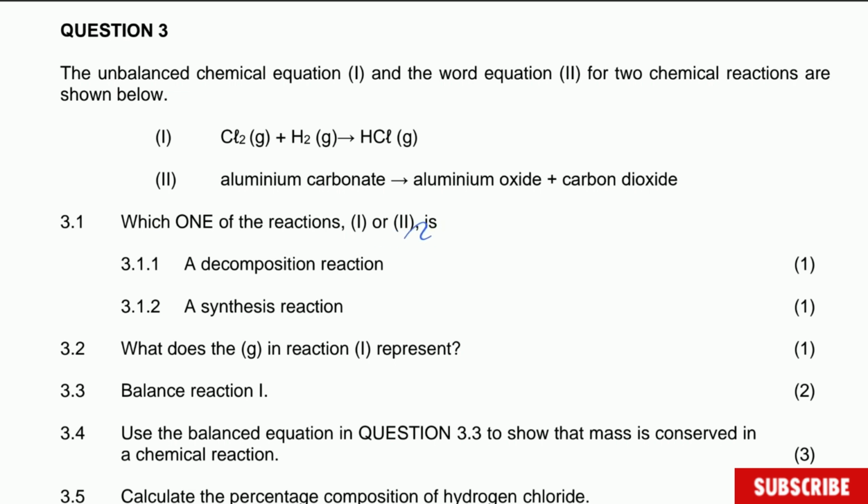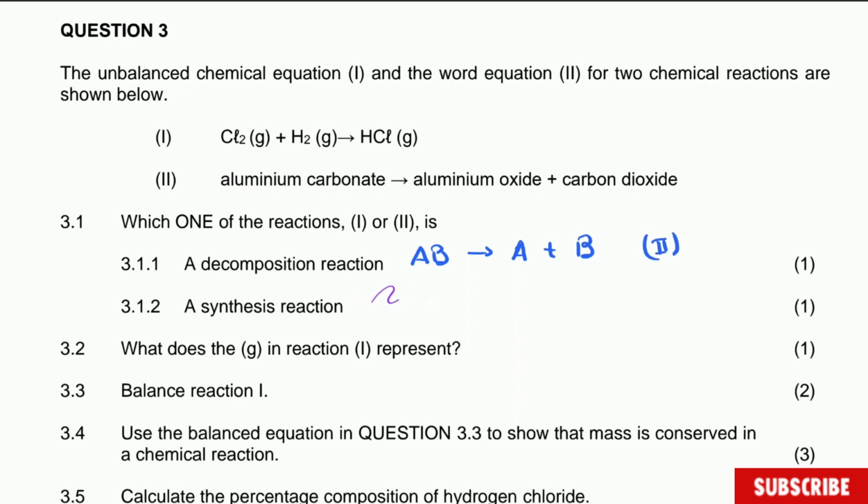And if we recall real fast here, decomposition is when you have a substance together, for instance AB, and that one is broken into A plus B. That is decomposition, guys. So in this case, which one is the one? It will be reaction 2. Quite simple. A synthesis reaction.